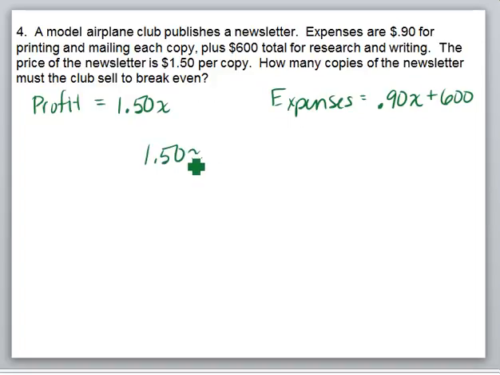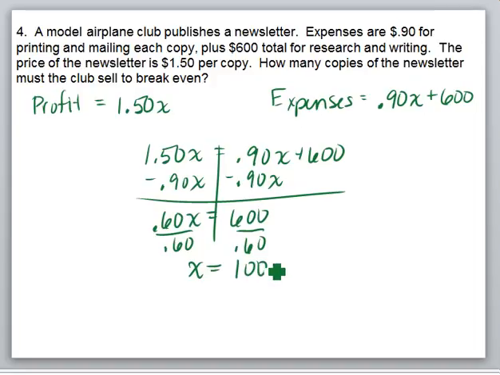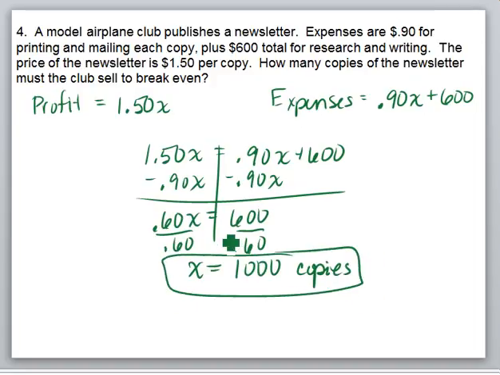We want to know when the profit and the expenses equal each other. So we're going to set them equal to each other and go ahead and solve. So subtract 90 cents off both sides, which gives me 0.60x equals 600. Divide by 0.60 on both sides to come up with our answer of x equaling 1,000. So we'd have to make 1,000 copies in order to break even.